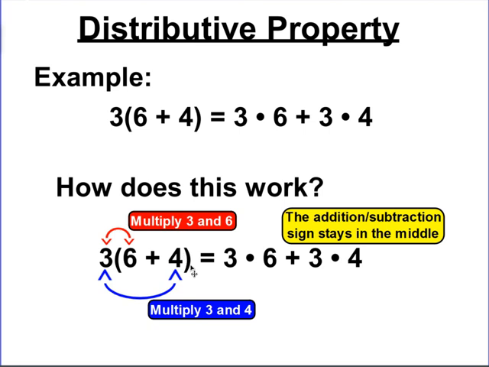Okay, so what I just did here with the red and the blue, that is distributive property. We're distributing the 3 to the 6, and we're distributing the 3 to the 4. If you don't know what the word distribute means, it kind of means to hand out or give out. So we're giving out the 3 to the 6, and we're giving out the 3 to the 4. So let's solve this to make sure it works.